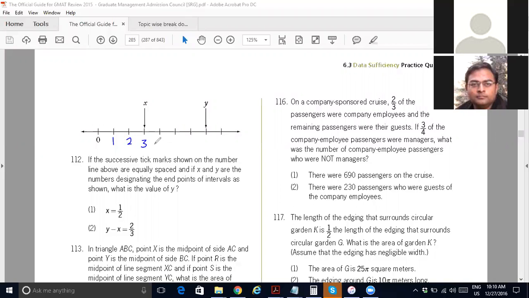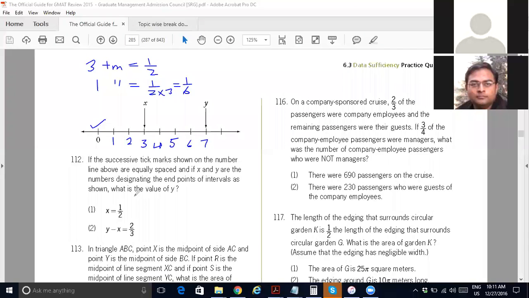So X is the end of the third tick mark. 4, 5, 6, 7. Now here they have mentioned the 0 as well. Now X is equal to 1 by 2 means 3 tick marks is equal to 1 by 2. That means one tick mark is equal to 1 by 2 into 3. That is 1 by 6.